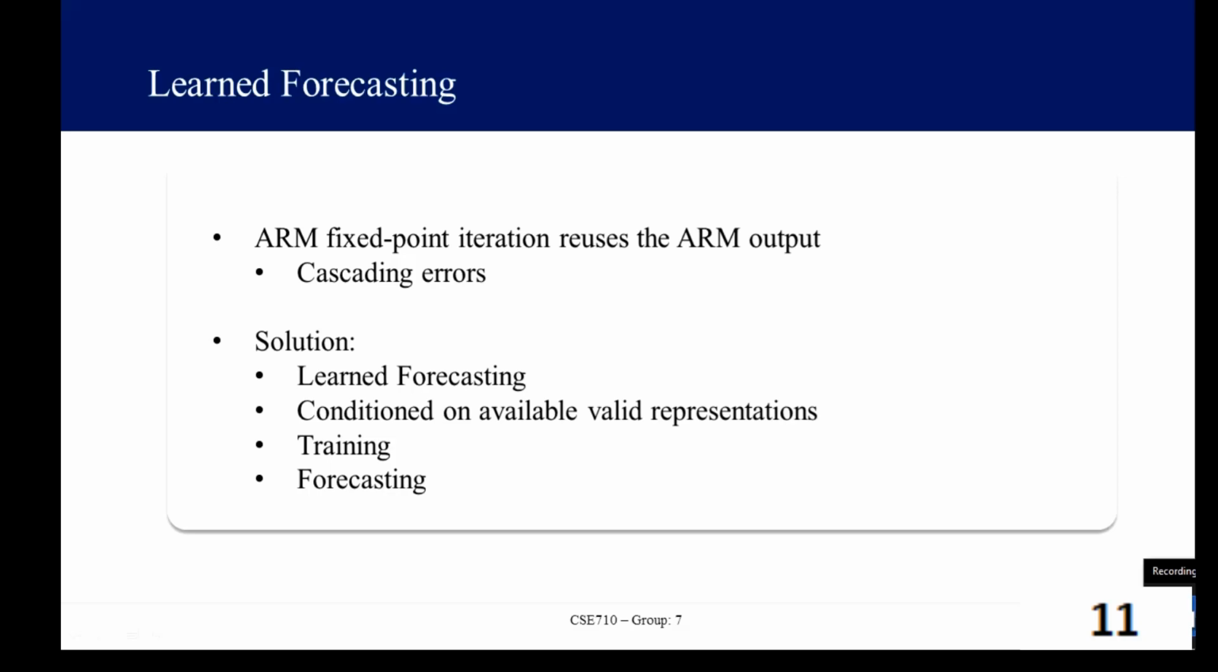As a solution, the authors introduced learned forecasting. They used forecasting modules, or small neural networks, that are only conditioned on available valid representations. The representation is shared and trained jointly for both the ARM and the forecasting modules. After training, forecasts can be obtained via the forecasting distributions and reparameterization noise.